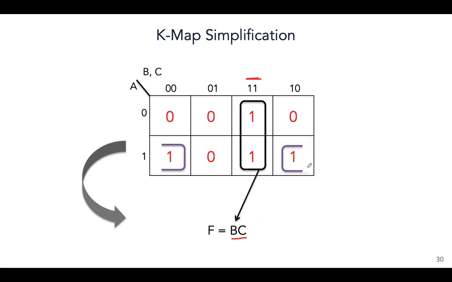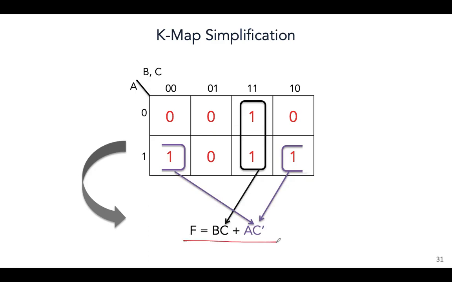Similarly, for this other group, we can see that A remains the same: A is 1 for this one as well, and A is 1 for this one as well. B changes from 0 to 1. For this one, B is 0. For this one, B is 1. C remains 0 in both cases. For this one also, C is equal to 0. For this one also, C is equal to 0. So the name for this group should be A, C dash, right? A, C dash. And this completes the expression, right?